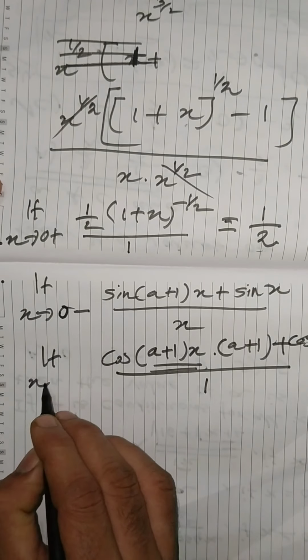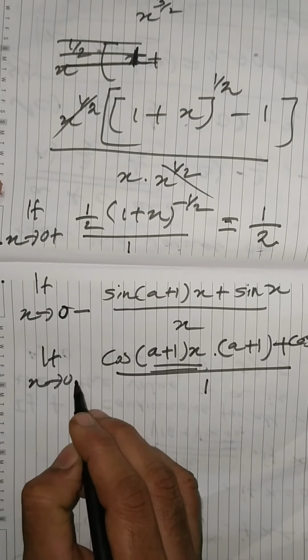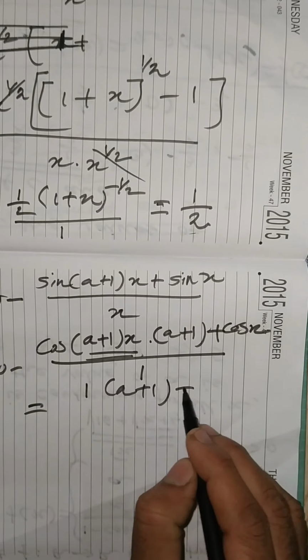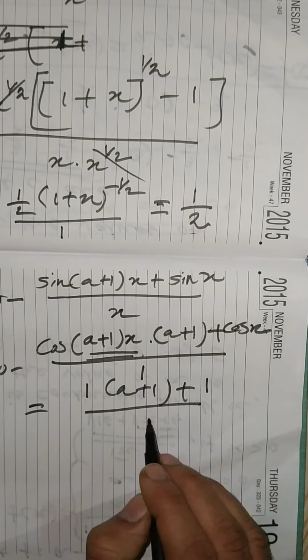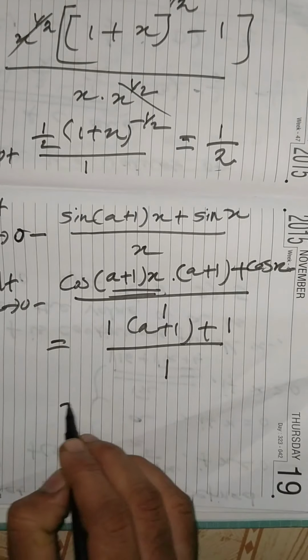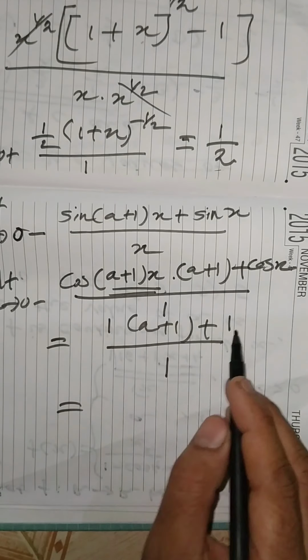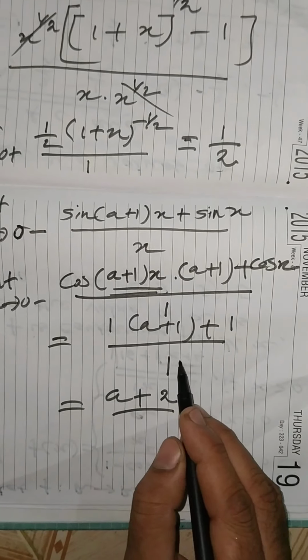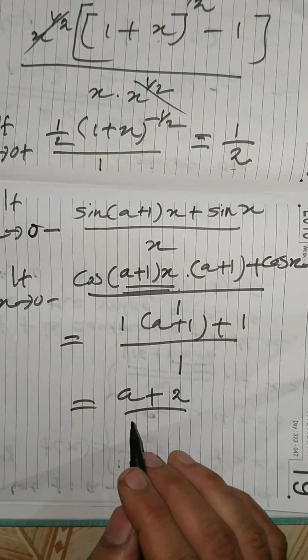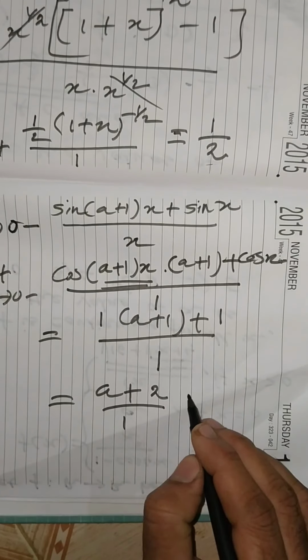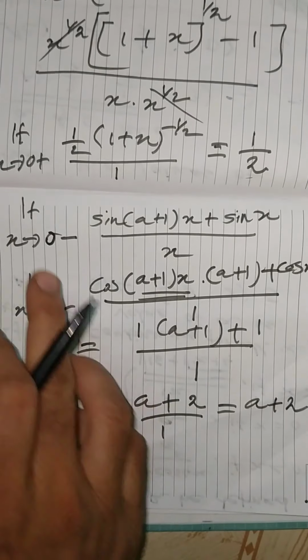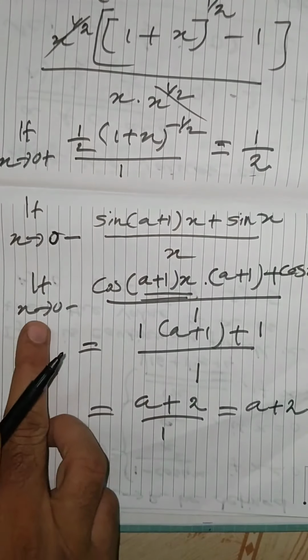Now apply the limit. Instead of x, 0. So cos 0 value 1, then remaining a plus 1 plus cos 0 value 1, whole divided by 1. Am I right? So which is equal to, in numerator a plus 1 plus 1, 2, so whole divided by 1. So it is nothing but a plus 2. So when we apply the right approach, we are getting 1 by 2, left approach a plus 2.